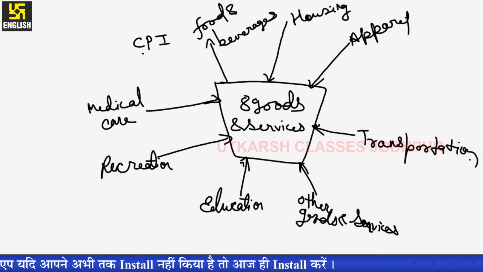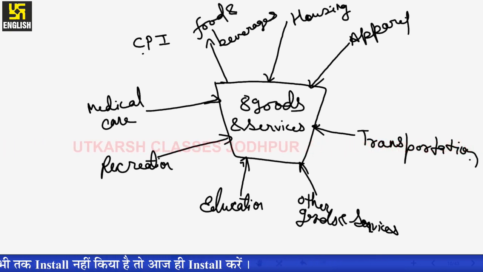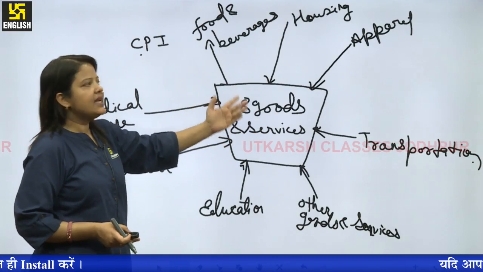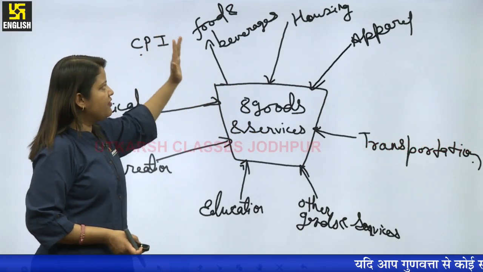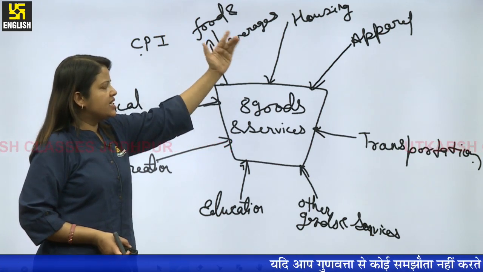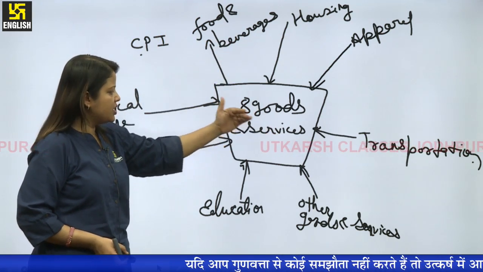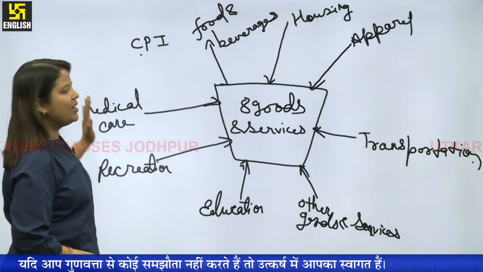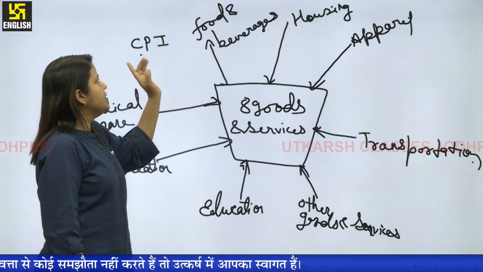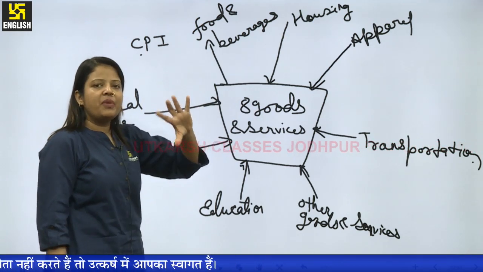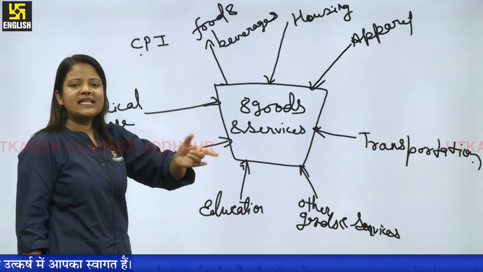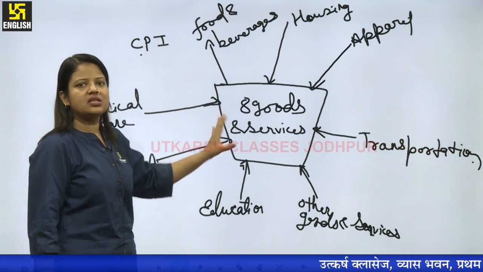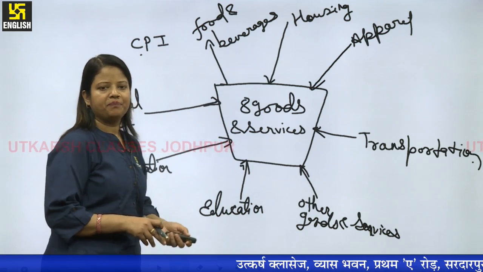So, now there are 8 items in the basket of consumer price index. What are these items? First item is food and beverages. Second is housing, third is apparel, fourth is transportation, then other goods and services, education, recreation and medical care. So, under the consumer price index, we measure the changes in the price of all these goods and services in the basket of CPI.